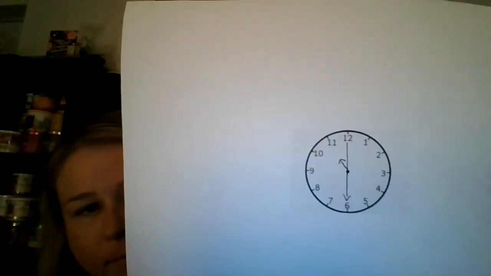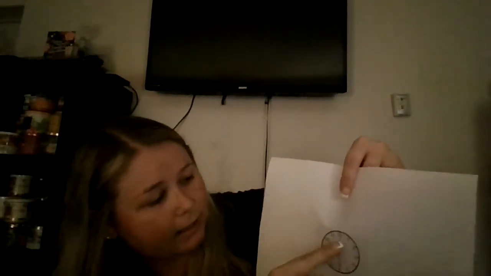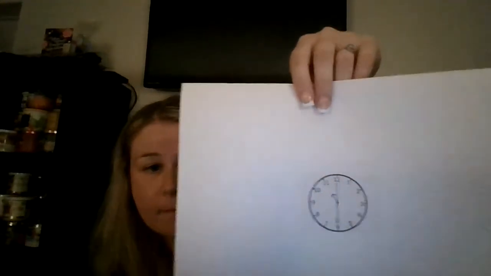Okay. The next example I have is this. So we have our hour hand, which is in the middle of 10 and 11. We have our minute hand on the 6. The 6 represents 30 minutes or half an hour. The second hand is directly on the 12. So by looking at this clock, it tells us that it is 10:30. Okay, take a look there.